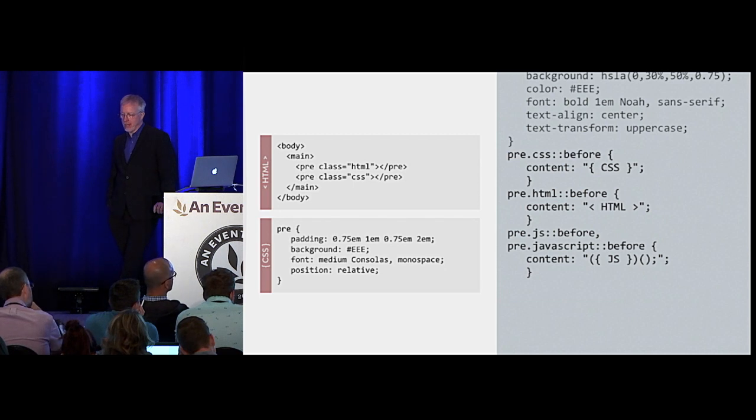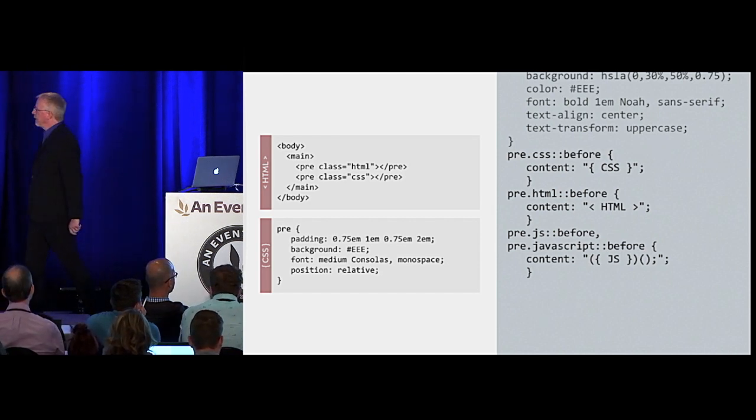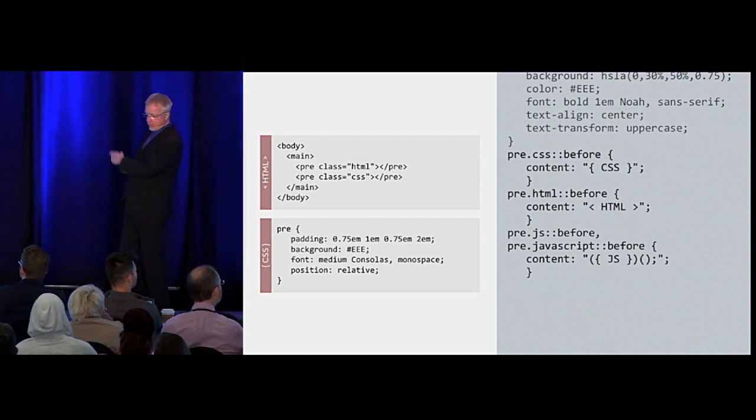Instead of just putting in the attribute class, if I know that I have CSS, I could actually put curly braces around it. And if it's HTML, I can put angle brackets. And if it's JavaScript, I can do whatever that is.